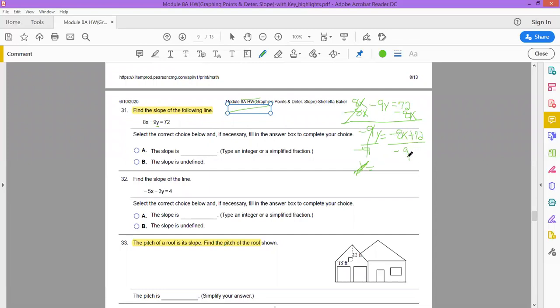remember you're dividing every term by negative 9. So negative 8x over negative 9 will give us positive 8 over 9x. Remember, negative divided by negative is positive. And then 72 divided by negative 9 would give us minus 8. So what is our slope? Our slope will be the number that's in front of x, or 8/9. Our slope would be 8/9.